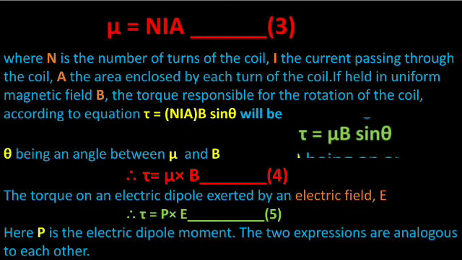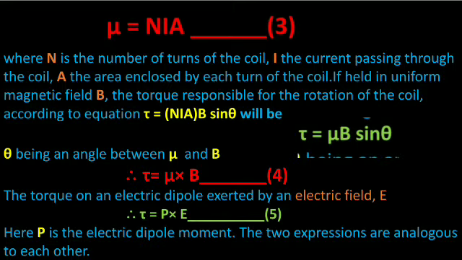between mu and B. Therefore, vector tau is equal to the cross product of vector mu and vector B, labeled as equation number 4. Now why have we taken the cross product? Because of sin theta: see the earlier equation, tau is equal to mu B sin theta. So sin theta is there, that's why we have taken the cross product. That means it is a cross product.